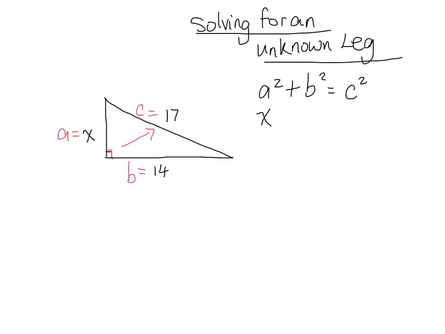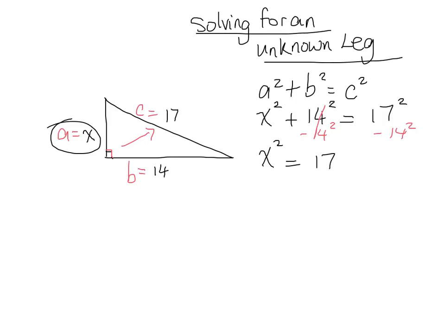Alright, so a squared plus b squared is equal to c squared. Still the same. Our a in this case is x. So x squared plus 14 squared is equal to 17 squared. It's important that you set it up this way, or otherwise you'll get this side to be longer than your hypotenuse, which is not possible. So now we have that x squared. If we take 14 squared away from both sides, we get that x squared is equal to 17 squared minus 14 squared. Again, note that it's not plus, it's a minus.